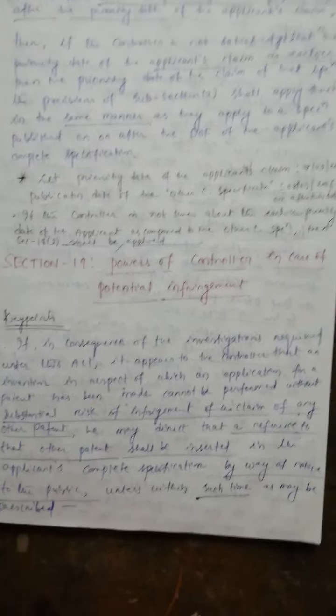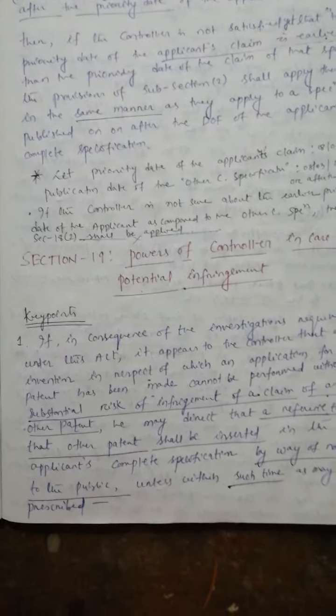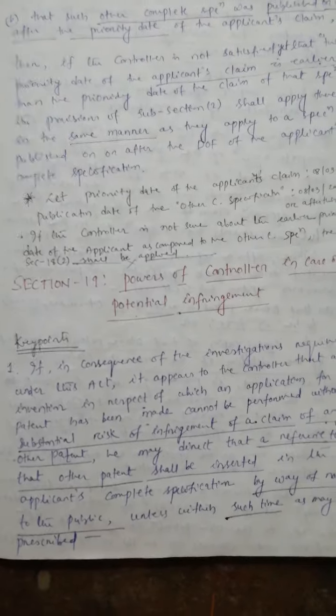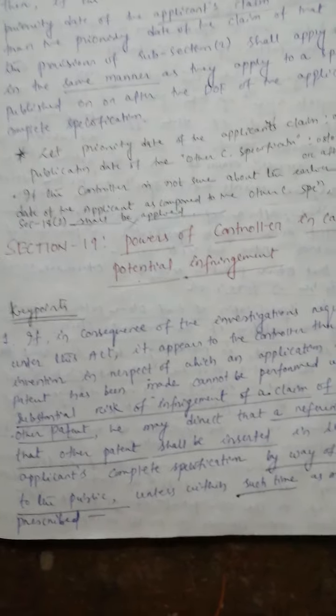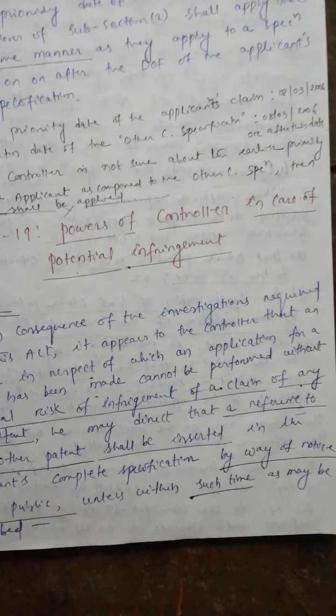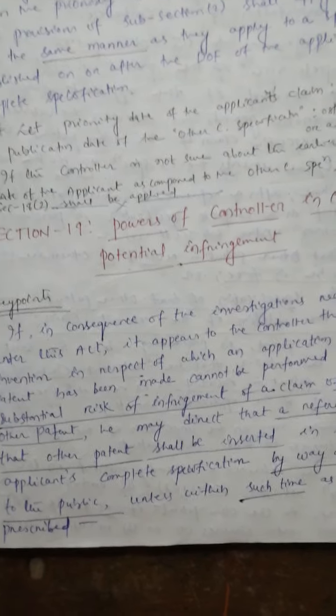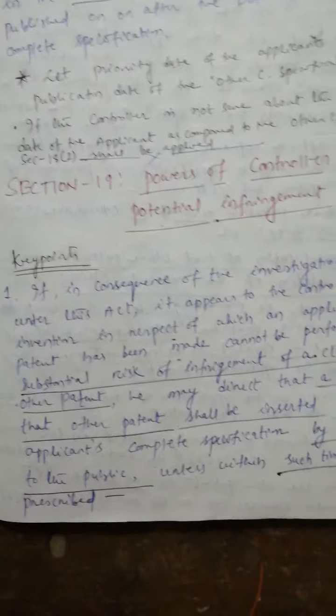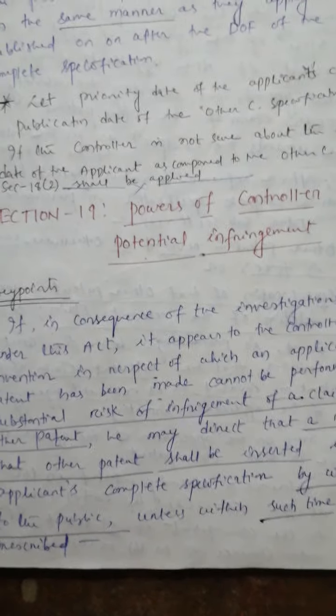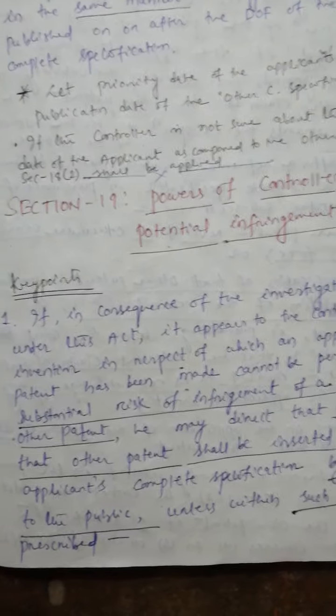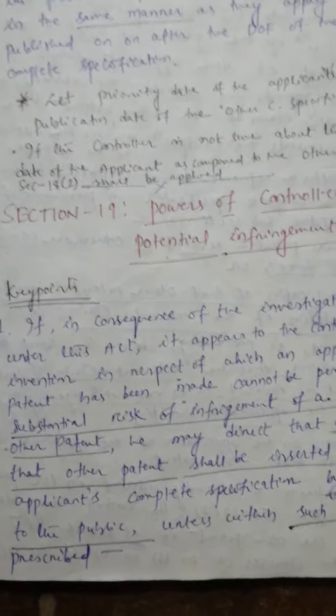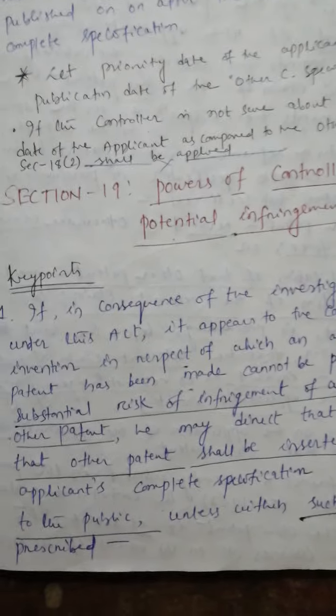Dear friends, today I will discuss Section 19 of the Indian Patent Act, the Patents Act 1970. The title is Powers of Controller in Case of Potential Infringement. As I always say, I will explain all the subsections through my key points. So, please go through the bare act as well.